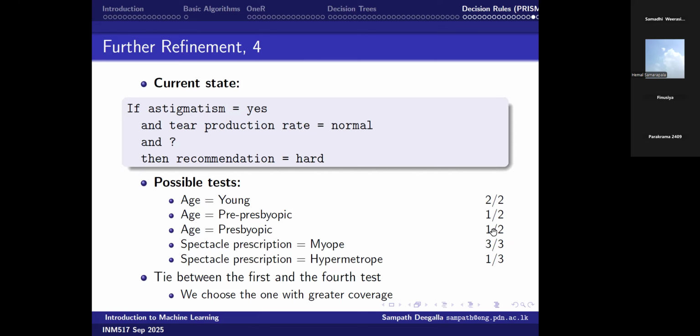Now tell me which attribute test you are going to select as the best one. When you calculate the accuracies, we have 2 cases with the highest accuracy, 100%, but this has more coverage. We have more instances. So therefore, this is what we are going to select as a final rule. There's a tie between the first and the fourth. We choose the one with the greater coverage, which means the fourth one, right?